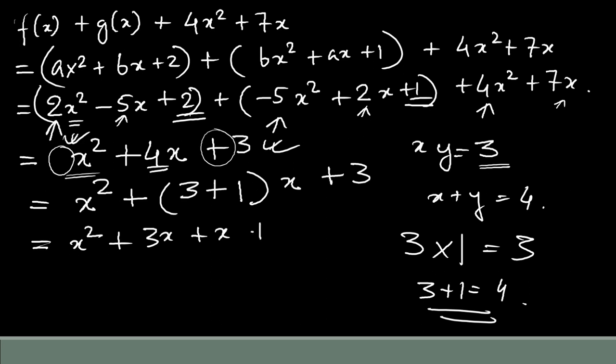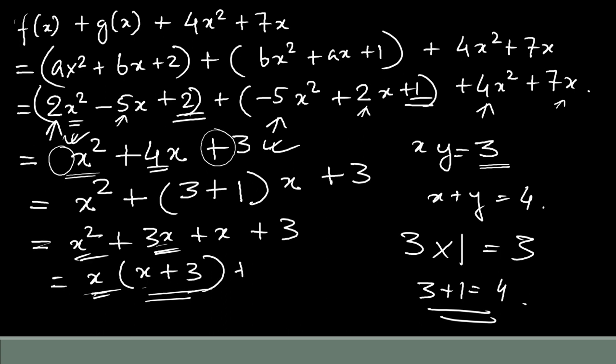plus x plus 3, which gives us x times x plus 3. We take x common, right? This is the only common factor between x square and 3x. So we take x common, and then the other factor will be x plus 3, right? x when multiplied by x gives us x square. x when multiplied by 3 gives us 3x. And between x and 3, what is the common factor? We have 1. So it should be x plus 3.